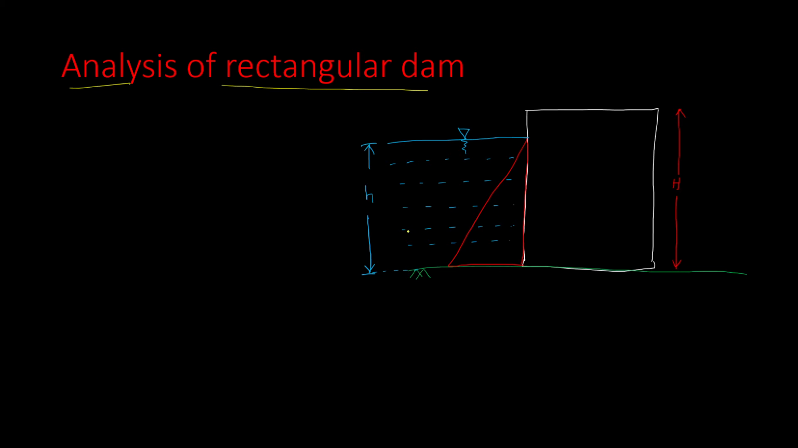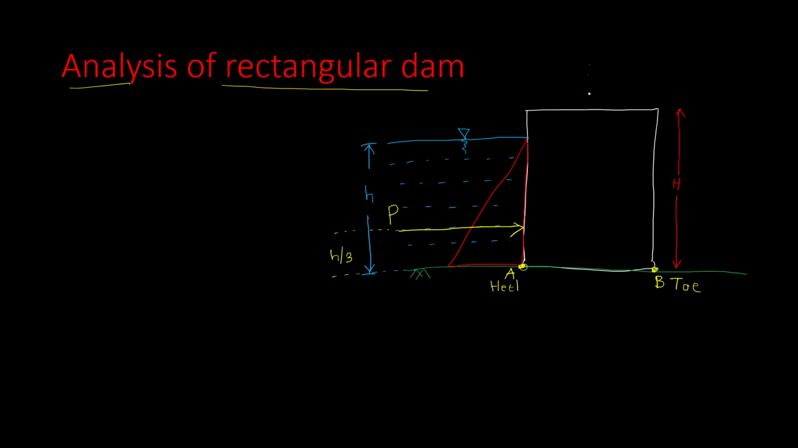and the resultant pressure or the resultant lateral thrust that is acting is P, and it is acting at a distance of small h by 3. Now we'll give some names here. This point of the dam is called the toe of the dam, and this is called the heel of the dam. This is toe and this is heel. Point A, point B.